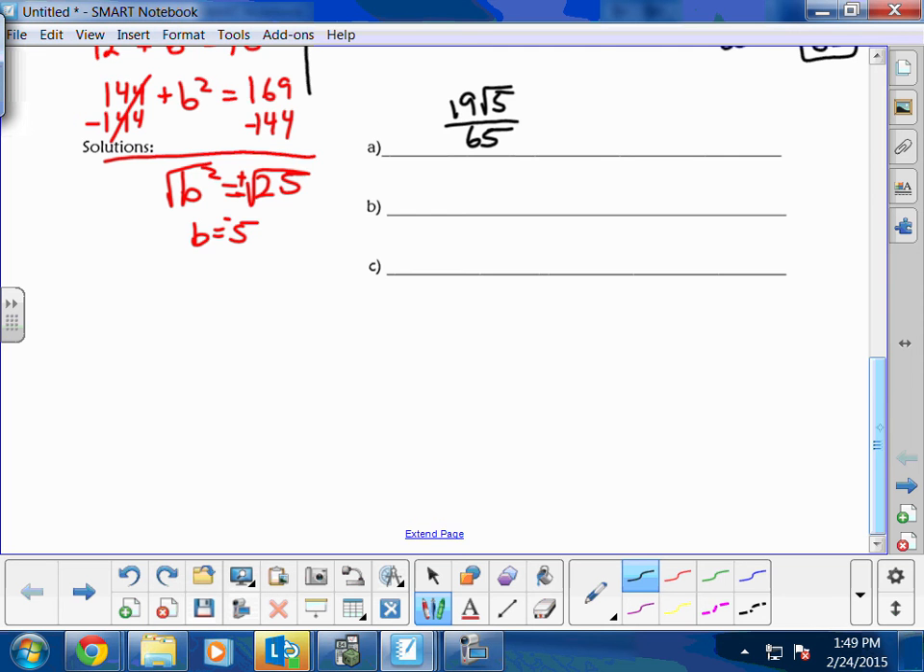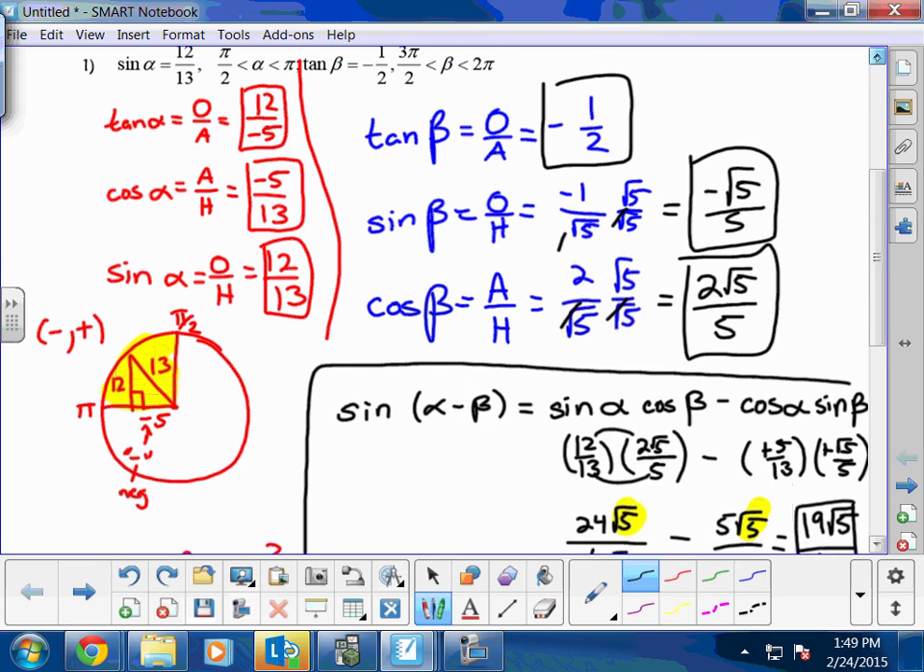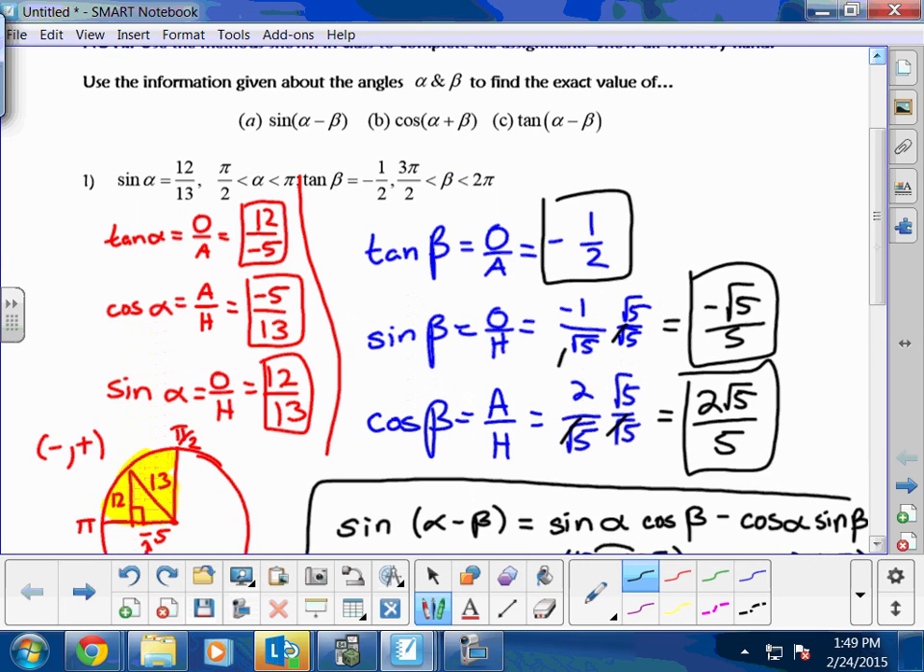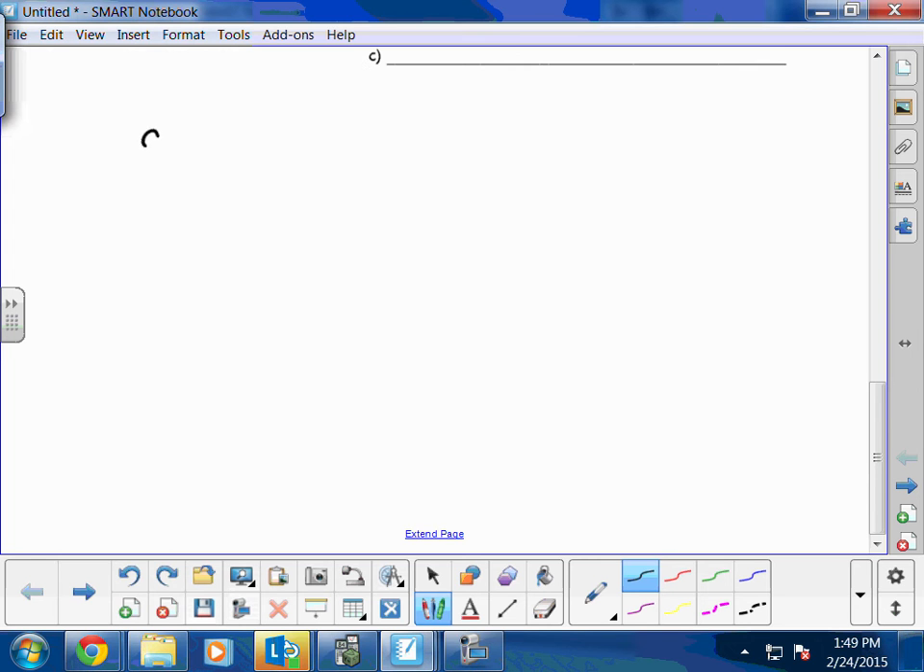Now I'm going to extend the page, and I'm going to do the answers right below this, because the next thing we're going to do is, let's see, cosine of alpha plus beta. So let's extend the page again. Cosine of alpha plus beta. I pull out my green sheet, identify the identity, and I find out that my identity is cosine alpha, cosine beta, minus sine alpha, sine beta.